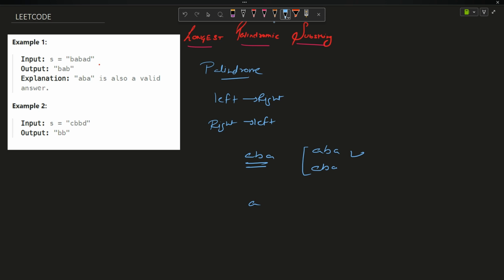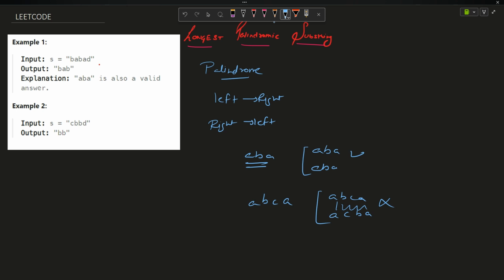But a string ABCA, if it is read left to right, it is ABCA, but if it is read in the opposite manner, it will be read as ACBA. In that case, it is not a palindrome because these two strings are not matching. I hope you are clear with the definition of palindrome. It is very easy to understand.